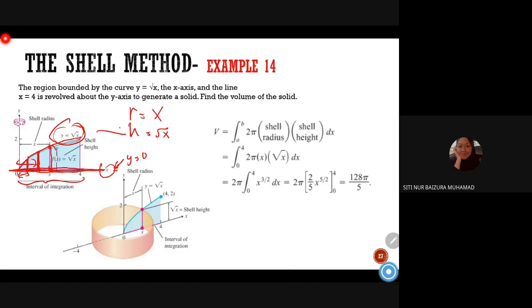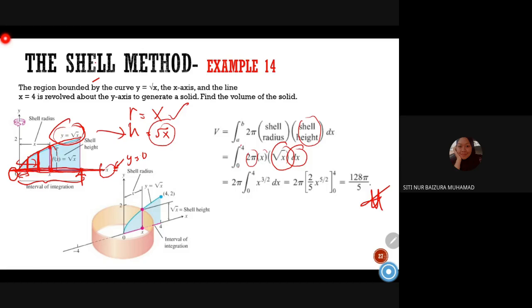So there you go. The integration now is because it's changing respect to x. So integration from 0 to 4, 2 pi, radius is equals to x, and shell height is equals to square root x. So 2 pi x times square root x, then you will get this answer.